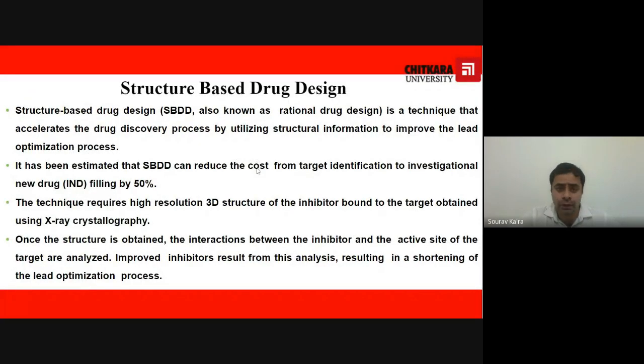So next we will go to structure-based drug design. Structure-based drug design is a technique which is commonly used nowadays because the structural information for proteins is expanding. There is a website called RCSB PDB, which I will show you.